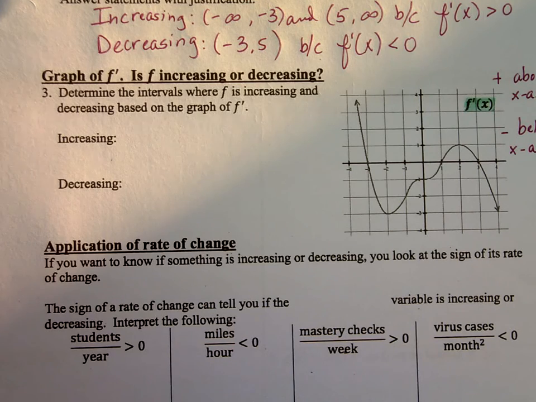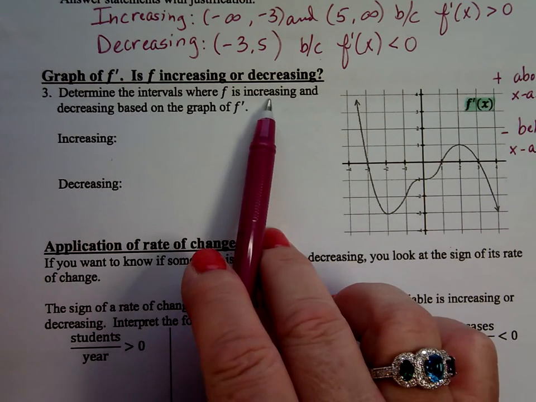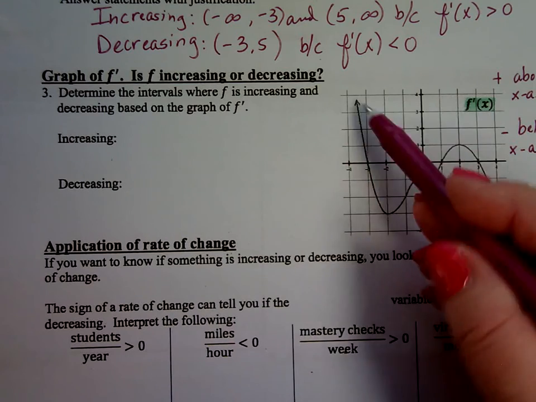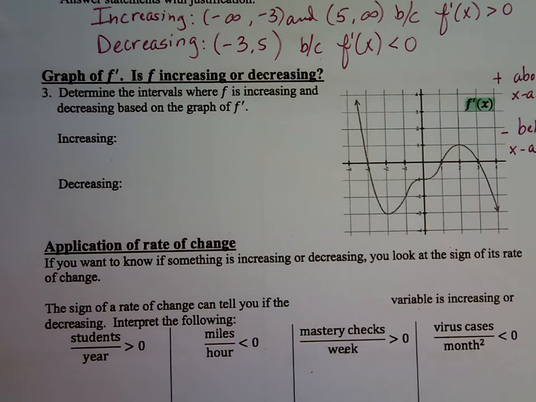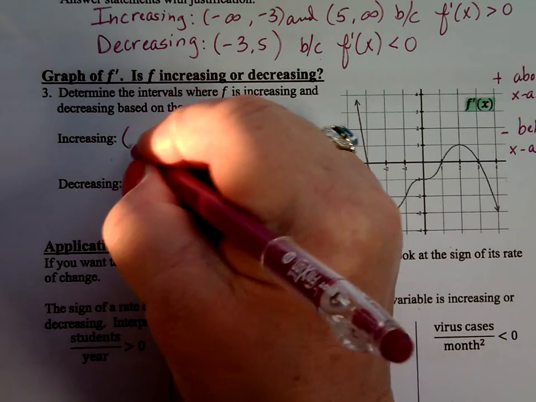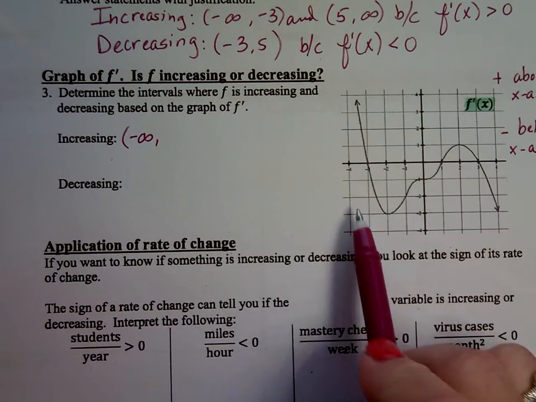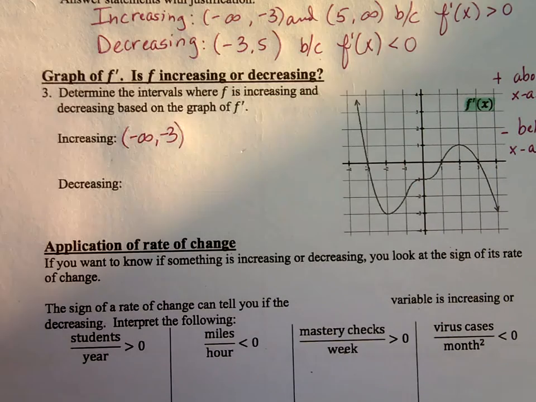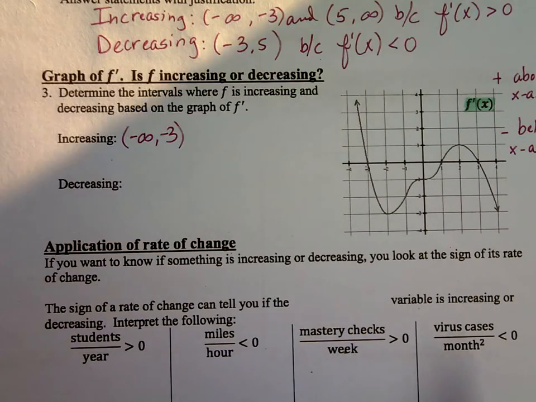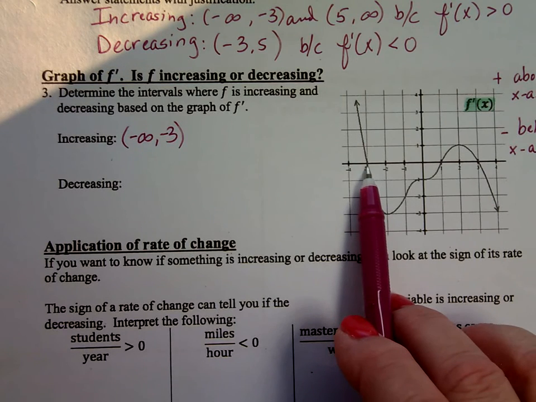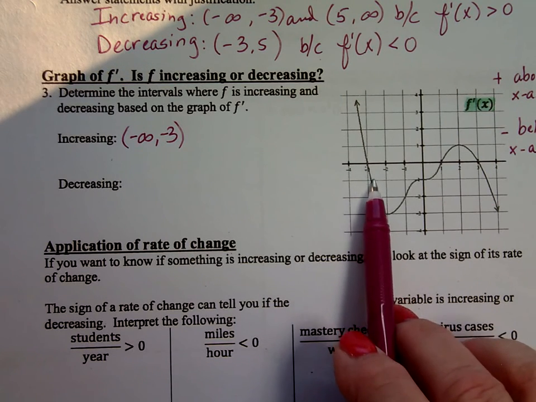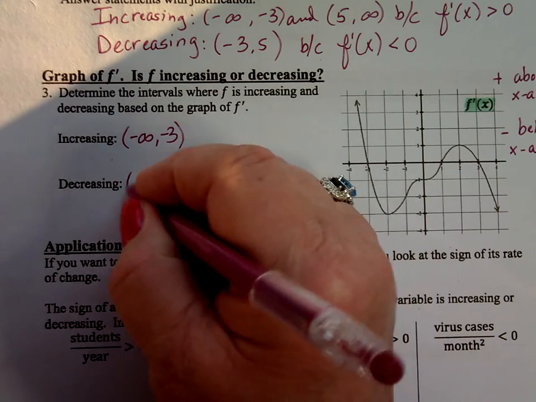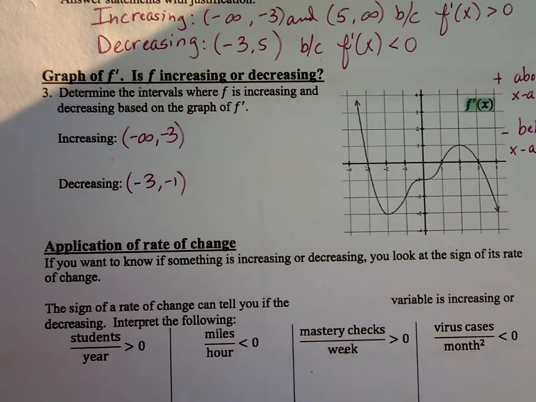All right, so let's see. Determine the intervals where this guy's increasing or decreasing based off the graph of the derivative. So the first thing that I have are y values that are above the x-axis. That's an increasing part. Negative infinity to the x value of negative 3. And I'm just reading this graph from left to right. And then I'm going to say, all right, here it crosses over. So from negative 3, negative, negative, negative, what values for y until I get to 1. So it's decreasing from negative 3 to negative 1.